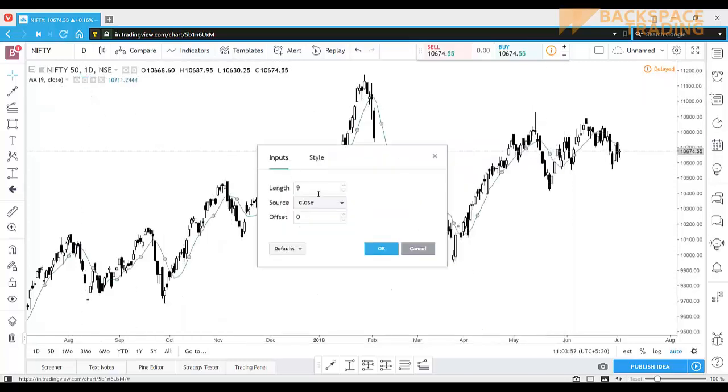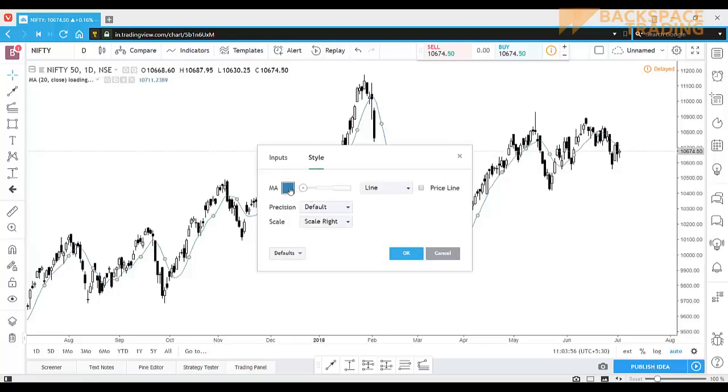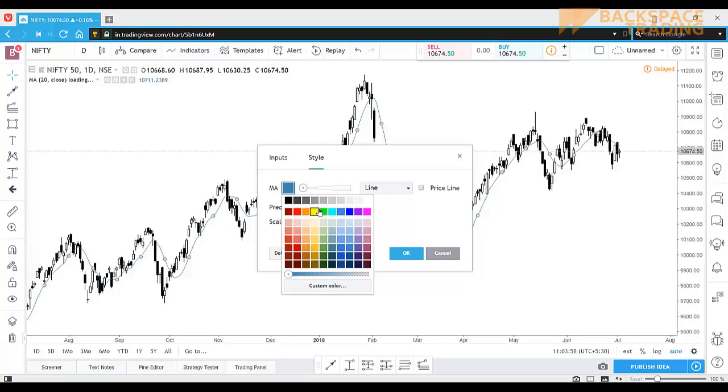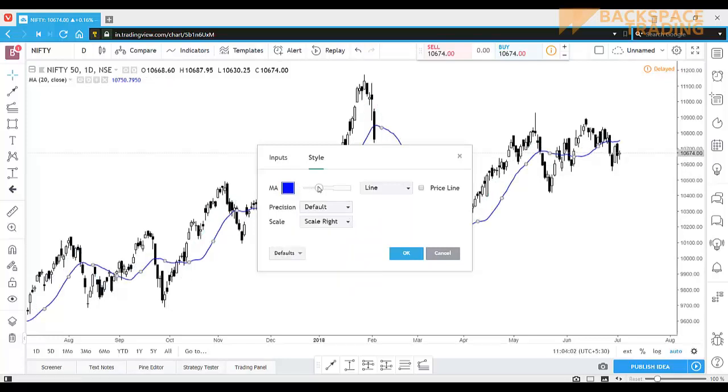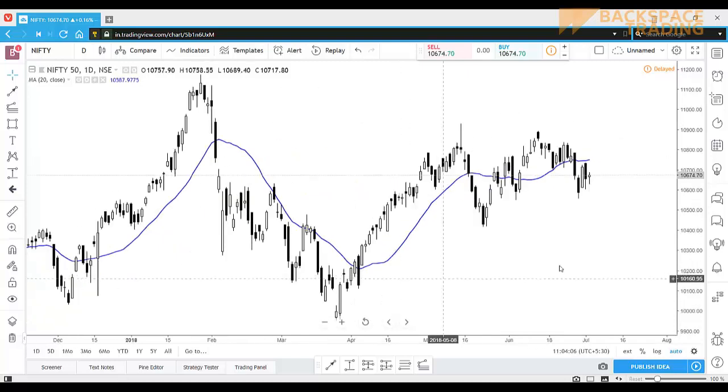I'm changing the input to 20, and let me change the style to, yeah, blue would be fine. No, that's too much. Yeah, this would be fair enough.